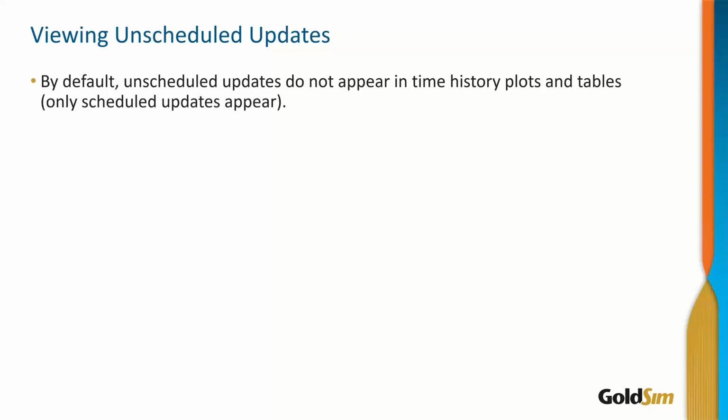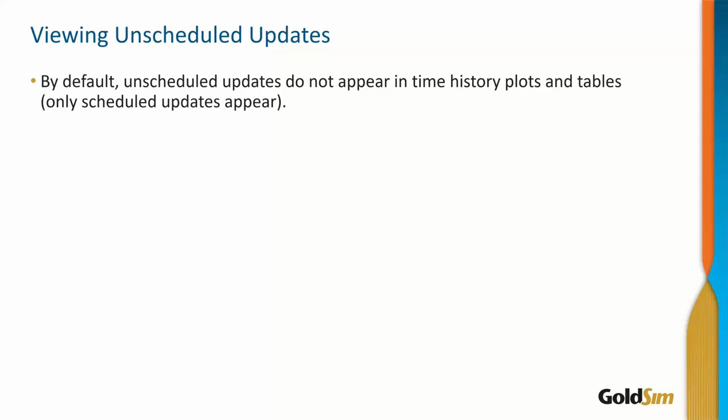Okay, the big thing about unscheduled updates that probably causes the most confusion is that by default, they do not appear in your time history plots and tables. Only scheduled updates appear. And this is intentional. So we might have a model in which we have a 1-month time step, but in between, there might be 10 unscheduled updates. But you don't really care to see when those unscheduled updates occurred. We just need to know what the water level was at month 1, month 2, month 3, month 4. So by default, these unscheduled updates do not appear in time history plots.